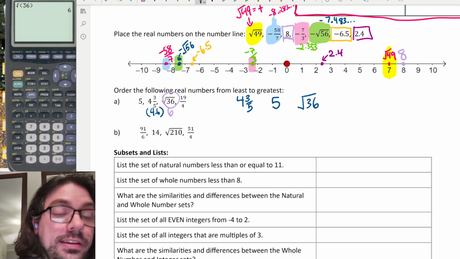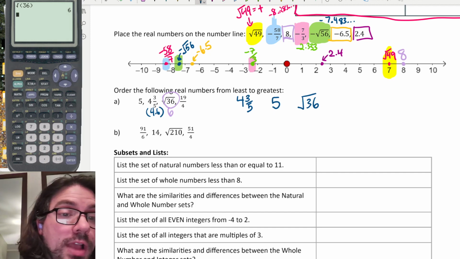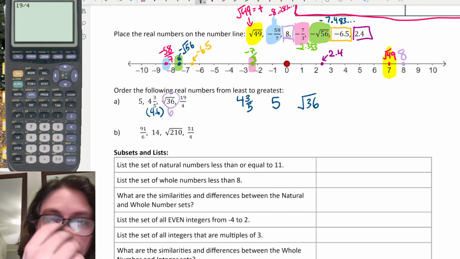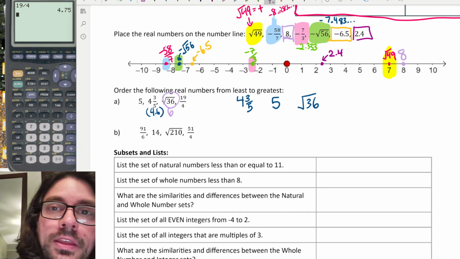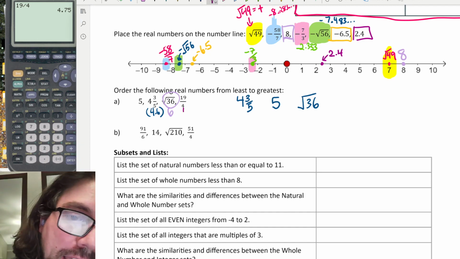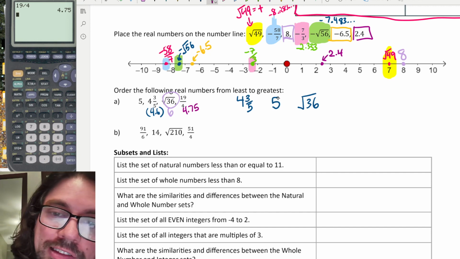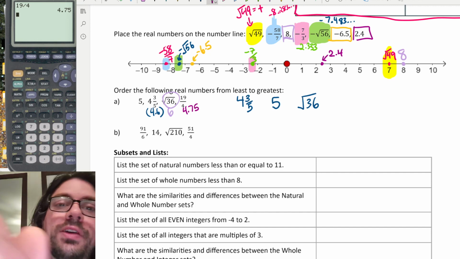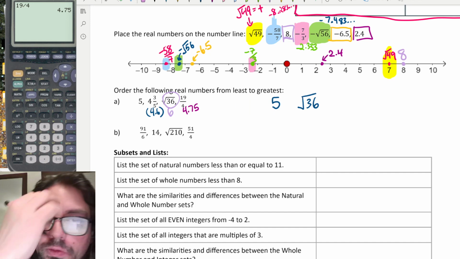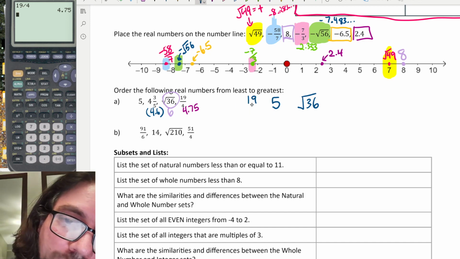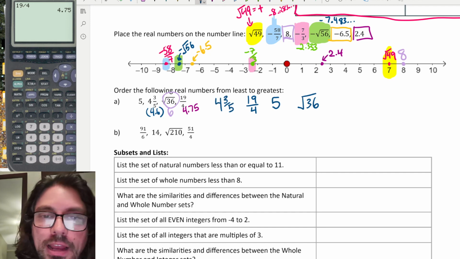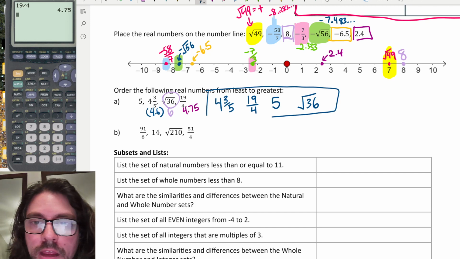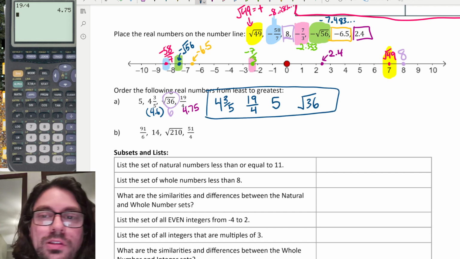And that leaves us just with 19 divided by 4. Again, maybe you can do that in your head, but if you can't, come here on our calculator and we can say 19 divided by 4, 19 over 4. And that as a decimal is 4.75. And 4.75 is less than 5, but it's bigger than 4 and 3/5. So I'm actually going to erase that 4 and 3/5. And I'm going to put 19/4 here. I'm going to put 4 and 3/5 there. And in the end, that should be the order of those numbers from the smallest one to the biggest one.